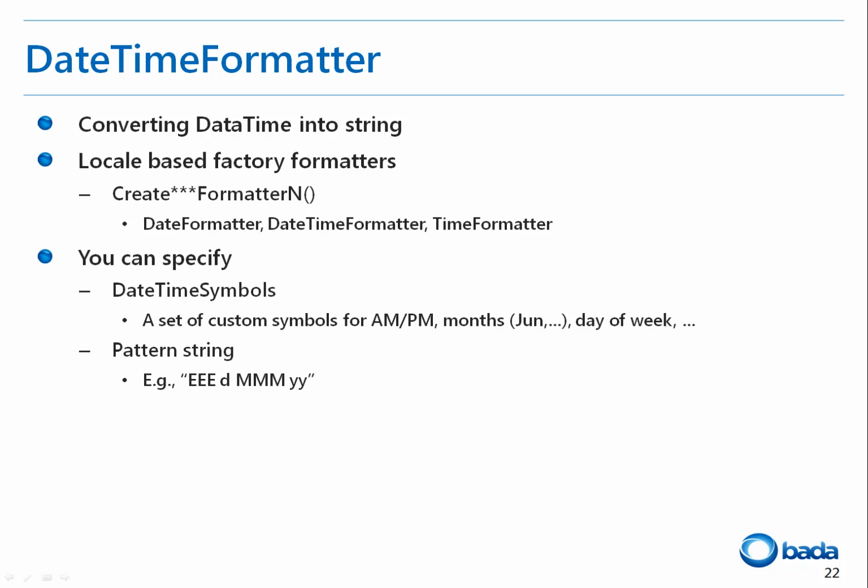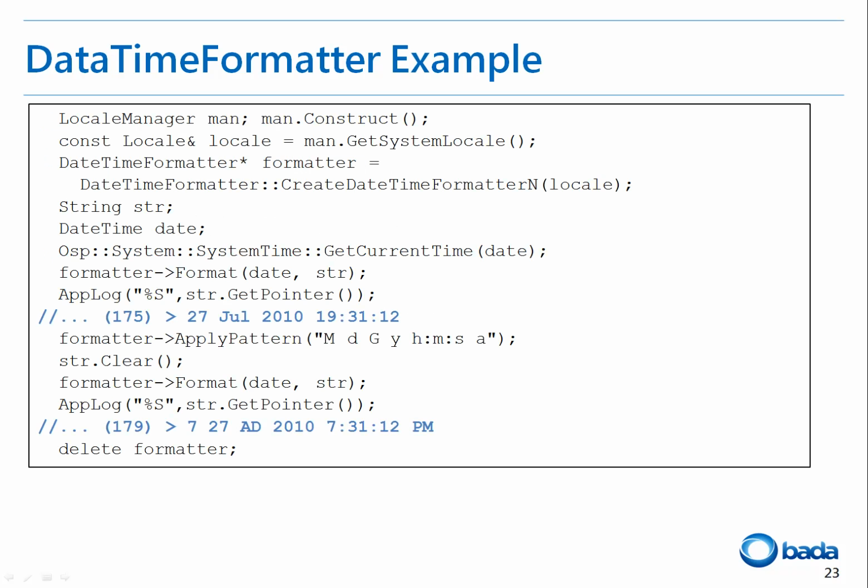Next is the date-time formatter class. The date-time formatter class converts the specified date and time to a string appropriate to the locale. In addition, you can change the formatter as required using the date-time symbol class or by applying a specific patterned string. Now, let's have a look at an example.